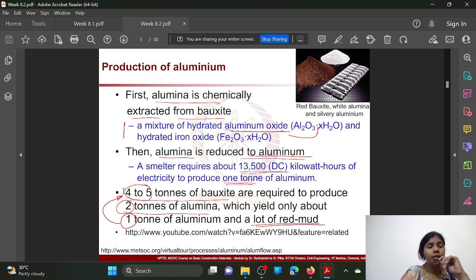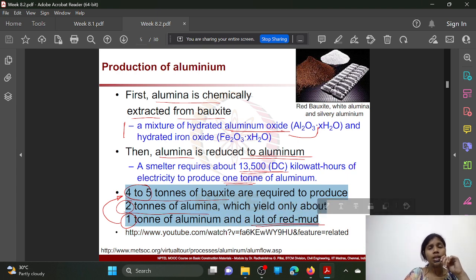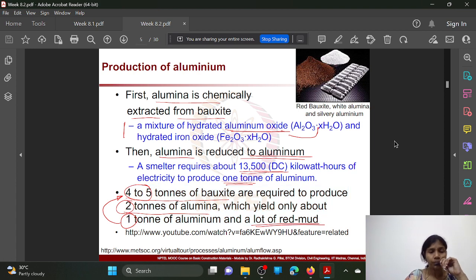If you see here, the raw material is bauxite. When you take 4 to 5 tons of bauxite, you can only produce 2 tons of alumina from that, and out of that 2 tons of alumina you can only get 1 ton of aluminium. And a lot of red mud is obtained as a byproduct, but red mud is of no use actually. That's why aluminium is very costly, because a large amount of raw material is required to obtain a smaller amount of aluminium.